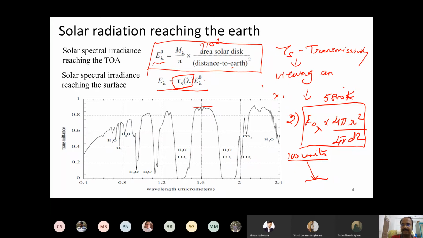It changes with viewing angle, solar elevation angle. I'll write: at what angle the sunlight is coming. Okay.